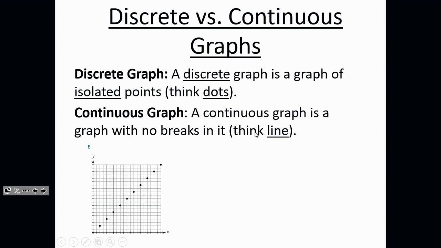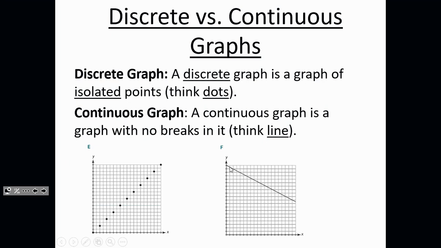Okay, continuous graph. The continuous graph is a graph with no breaks in it. So think line, right? It's going to look like this, just a straight line. It doesn't have to be straight, it can be zigzag, it can be a curve, but it is connected. There are no breaks in it. All right, I'll give you a chance to jot that down. I would again encourage you to write or sketch an example of each of these so you know what they look like, and also write a question off to the side here.